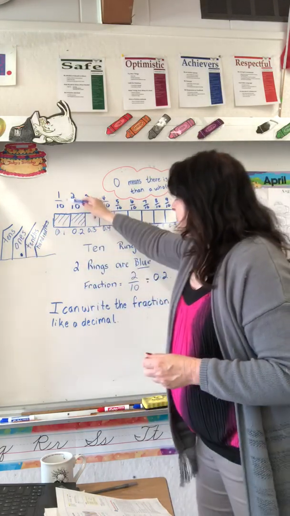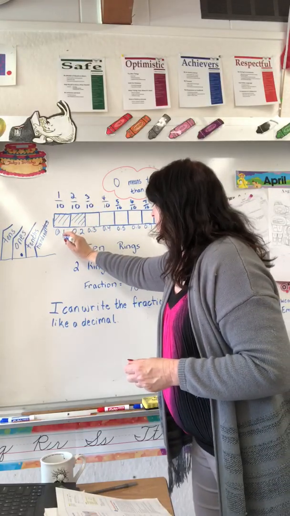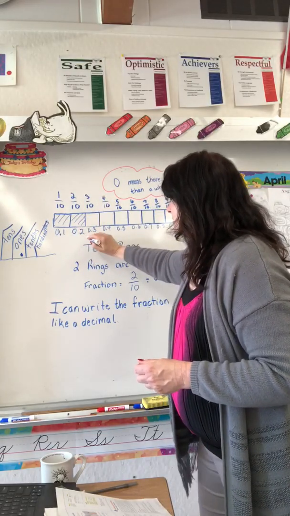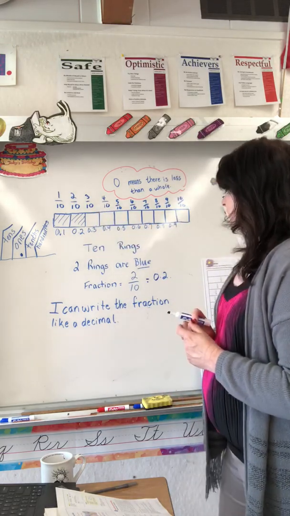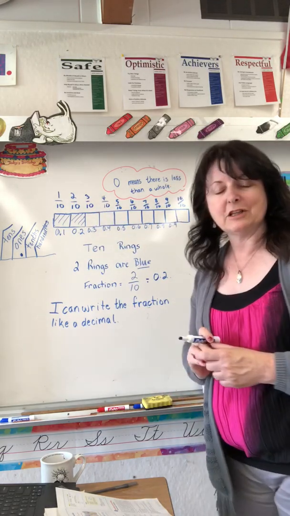So we have 1 out of 10, and that's 0.1, 2 out of 10, 0.2, and so on. So you could write this on your chart. Take a look at it.